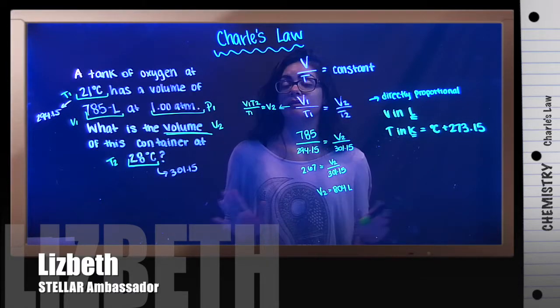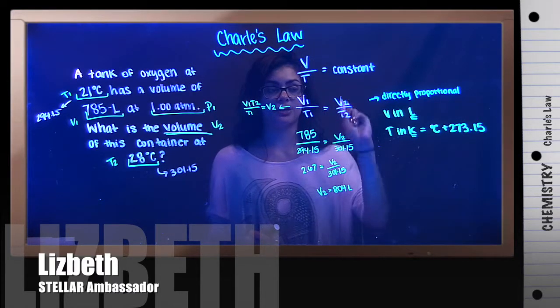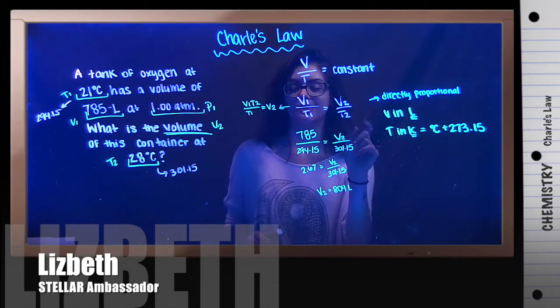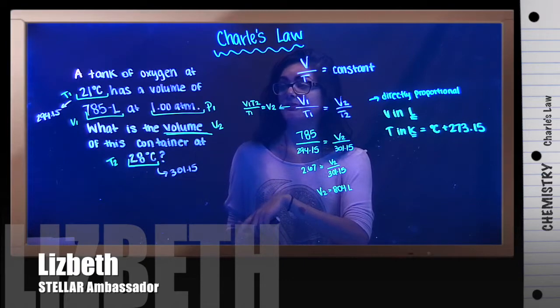So yeah, to recap, remember that volume and temperature are directly proportional. If one goes up, so does the other. Make sure you have your units correctly. And yeah, that's how you use Charles's law.